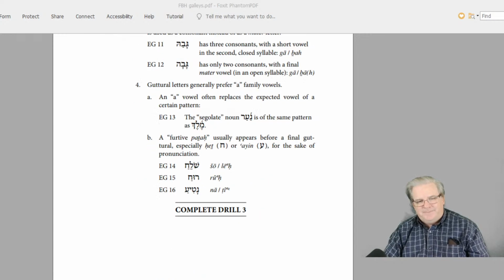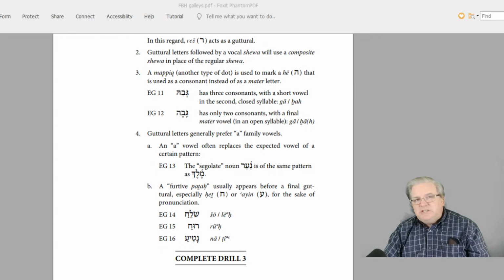All right? So what you should do is complete drill 3, which will really hammer all these rules and how they sort.